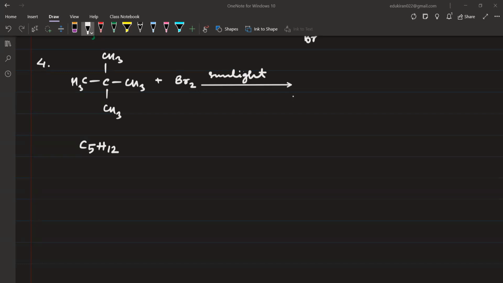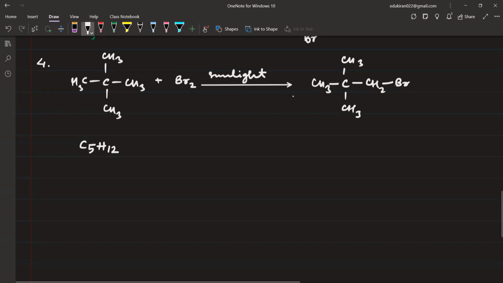right? I can make only one monobromo compound, and that monobromo compound is going to be CH3 carbon, CH2 Br, and the other carbon atoms will have CH3 and this CH3. So I can get only one product, one monobromo product. There is no other product possible, even though the formula is C5H12. So you can get a question like this.